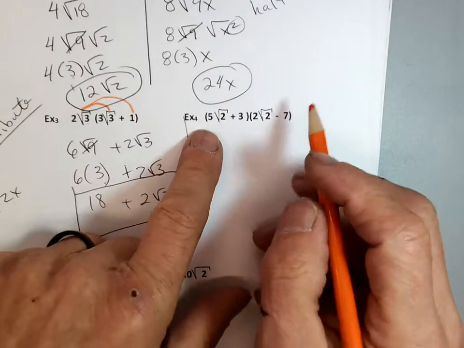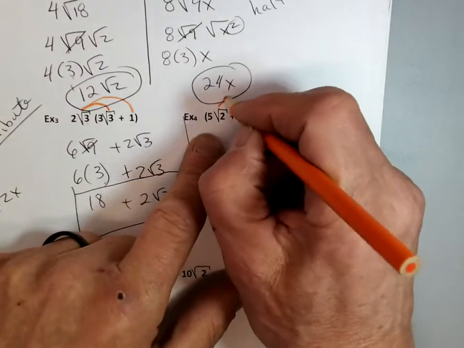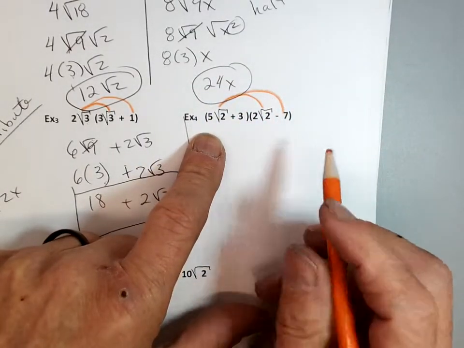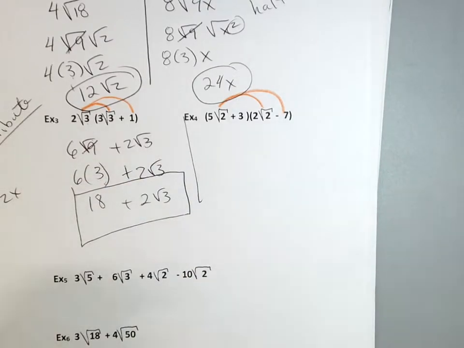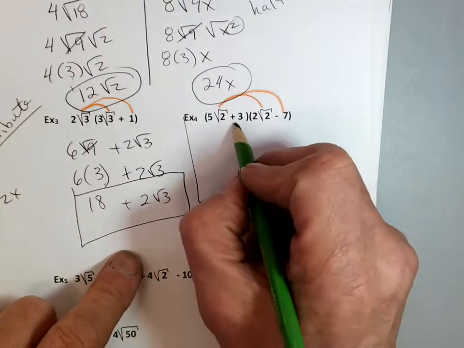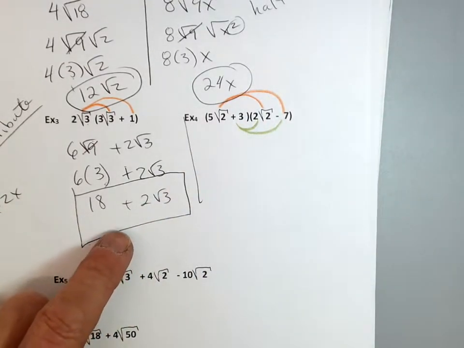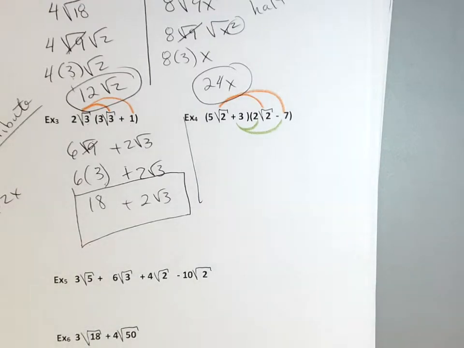Okay, so we're going to multiply this times this. This times this, right? Then you're going to bring it back, aren't you? Yeah. This times this times this, right? Okay, so we're going to FOIL.